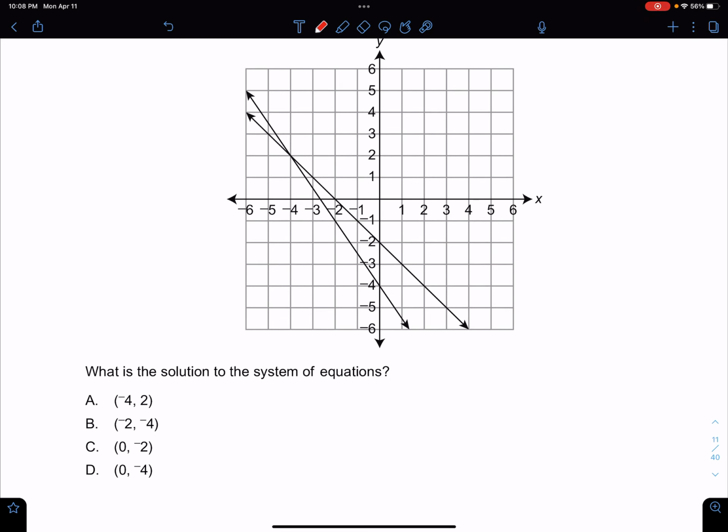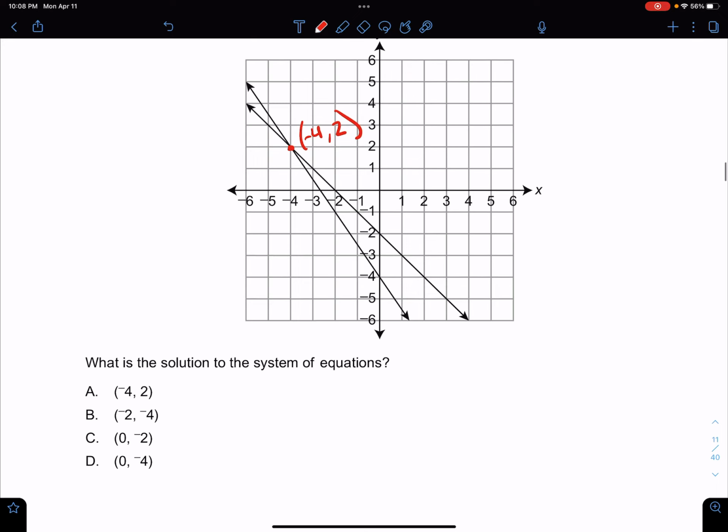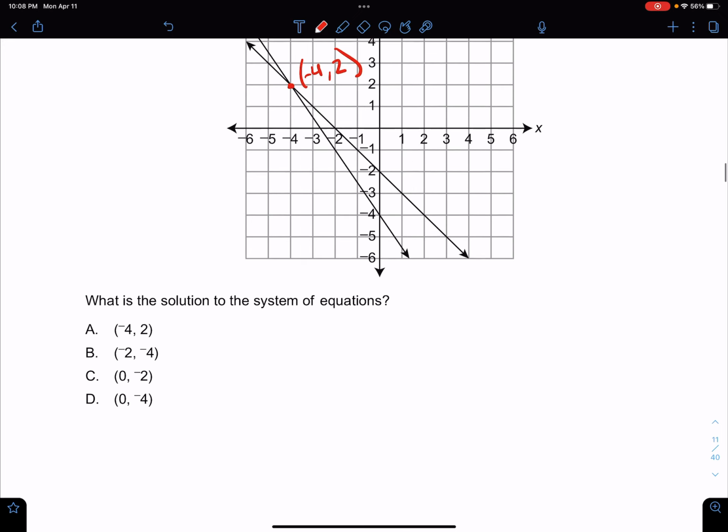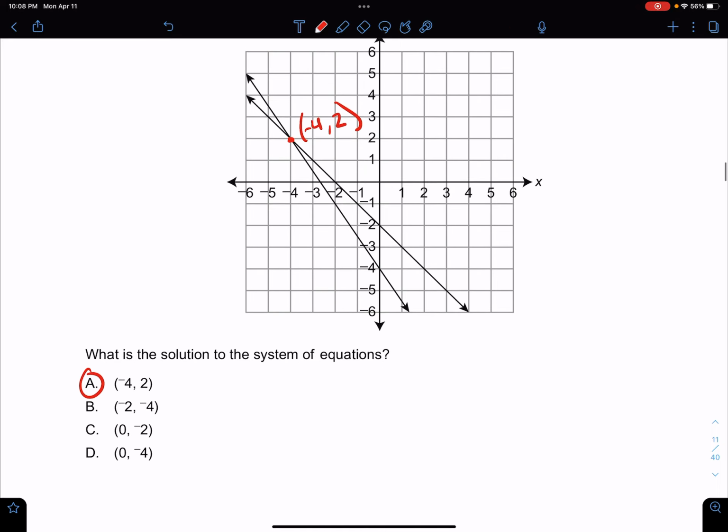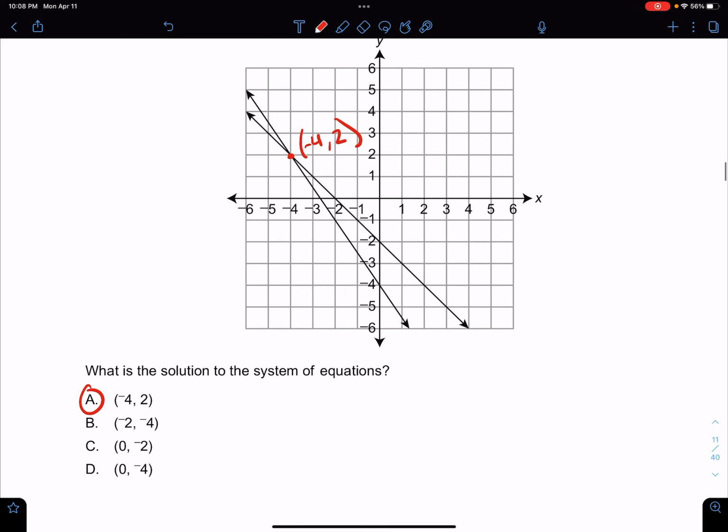So it's as easy as this. All I have to do is say, what are the coordinates of this point? I go 1, 2, 3, 4 to the left, so I know my X coordinate is -4. And I go 1, 2 up, so I know my Y coordinate is 2. So my point is -4, 2. And it asks, what is the solution of the system of equations? Well, that's the one I just said, so that is my answer. Again, the solution of a system of equations is anywhere where they cross.